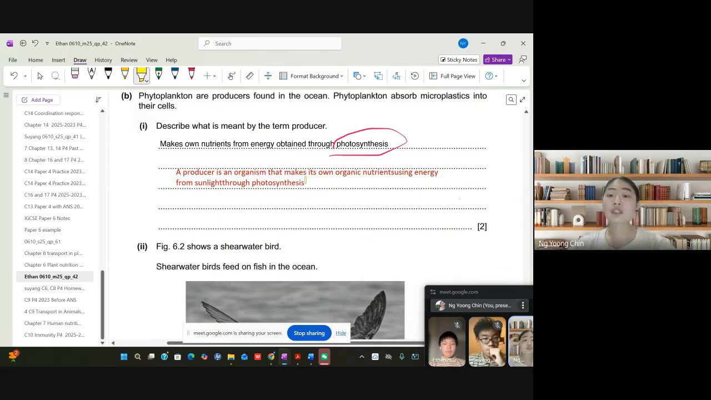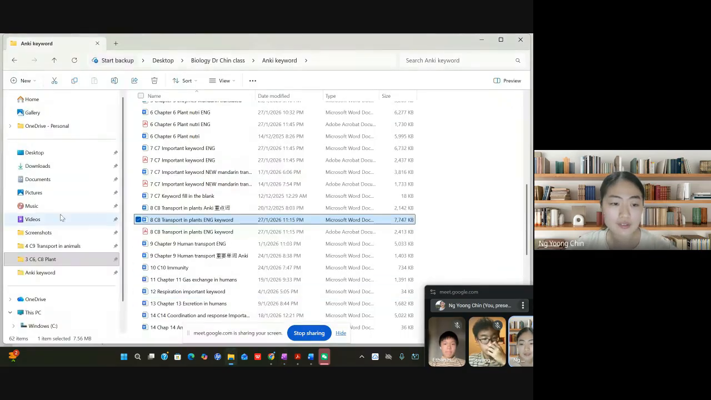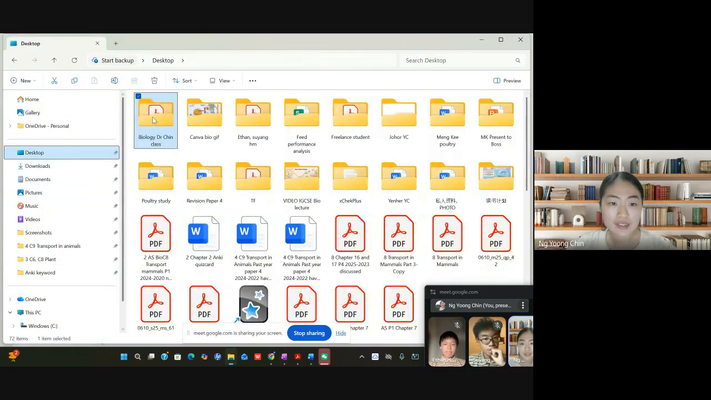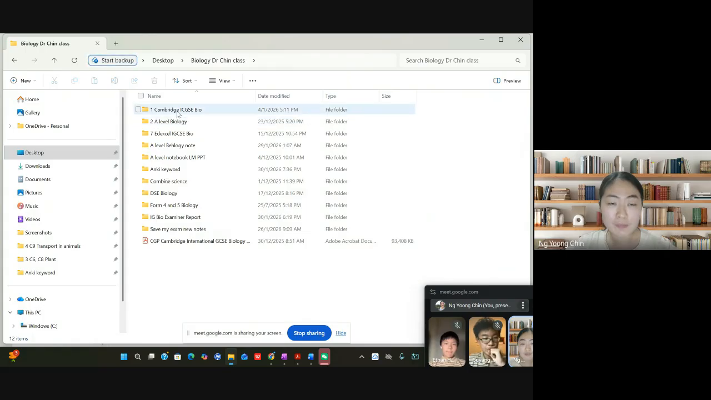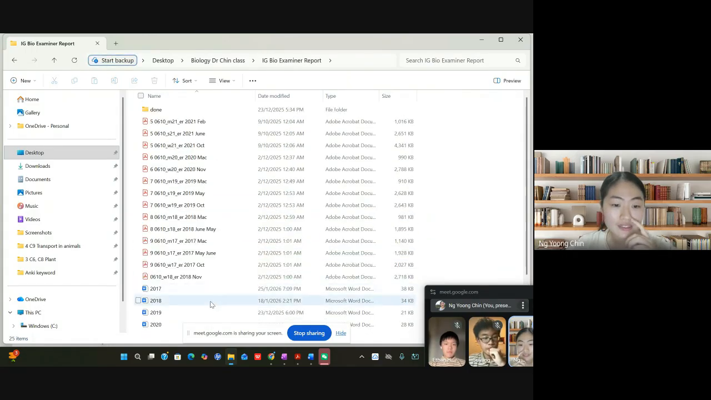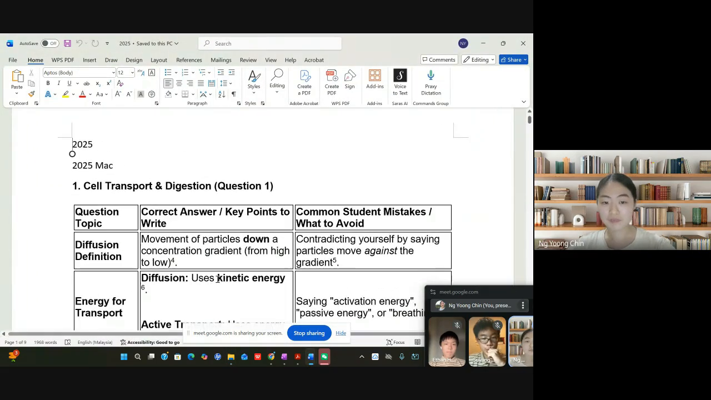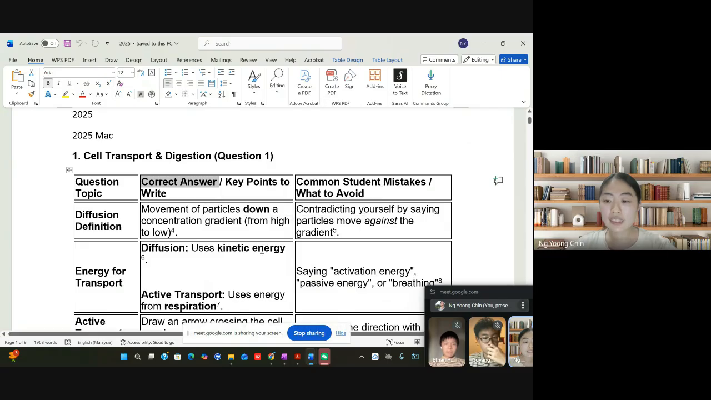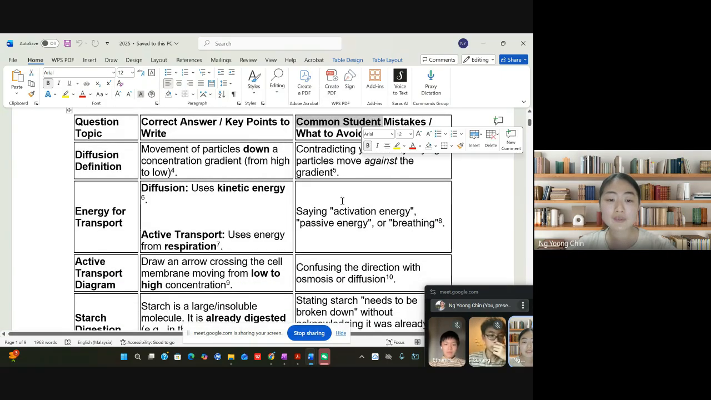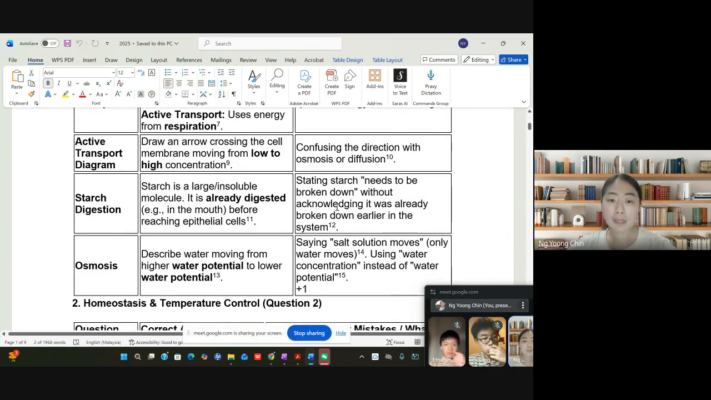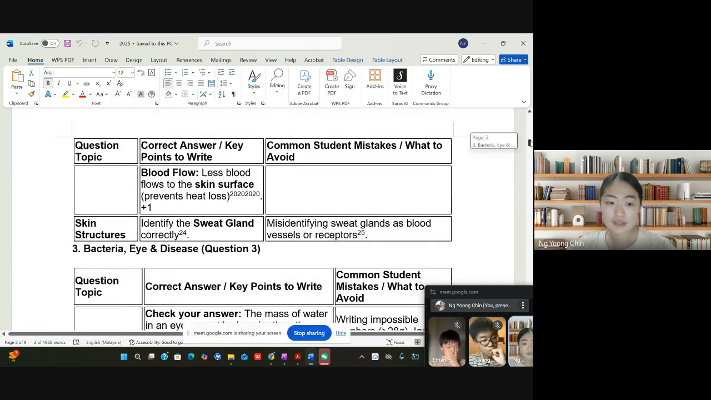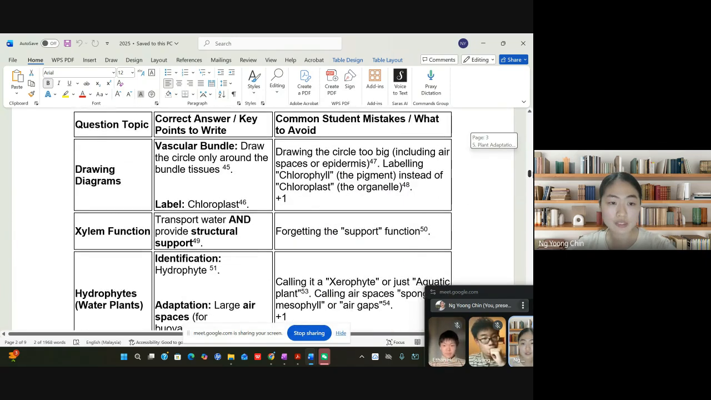Okay, and then for this one, producer. Actually, maybe I can show you how the marking scheme will look like. Wait for me for a moment. I put it here. Okay, later I'll just send this to you. Okay, see, this is the marking scheme: the correct answer and then the common student mistakes. Later I will send this paper to you, and then you can see the last few questions, which is here.